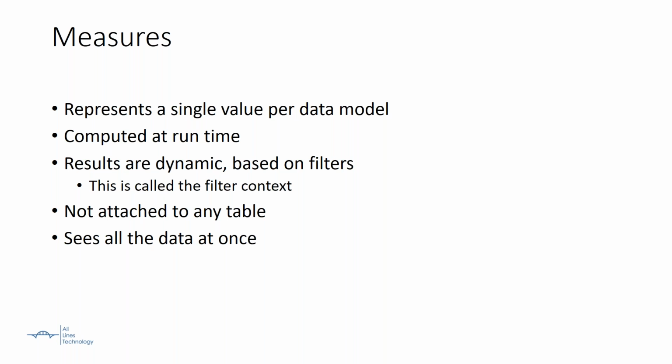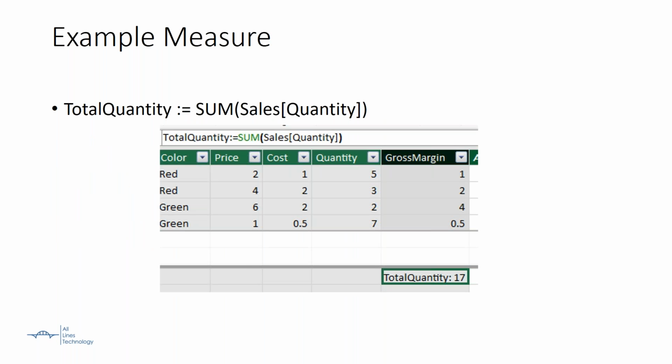It doesn't matter. Again, measures see all of the data at once. They're not looking at a single specific row, but they are constrained by whatever the filter context is at any given time. Let's take a look at an example of that. Let's say we wanted to take the total quantity. Here we've got our aggregation function SUM, and then we're specifying the Sales table and the Quantity column. If you look down at the bottom right, you can see our measure, and it's returning the total quantity for all of the data.